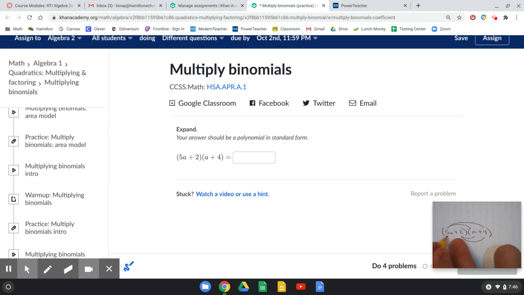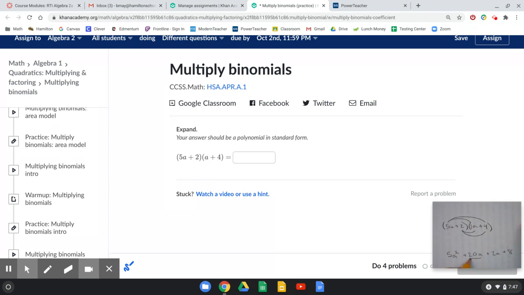I'm going to distribute 5a onto both of these things and distribute 2a onto both of those. So 5, if there's no number, you can always put a 1 there. 5 times 1 is 5. A times A, something times itself is that thing squared. So 5a squared. 5 times 4 is 20. There's 1a and no a, so we have a single a. 2 times 1 is 2. A and no a, so we have a single a. And 2 times 4 is 8.